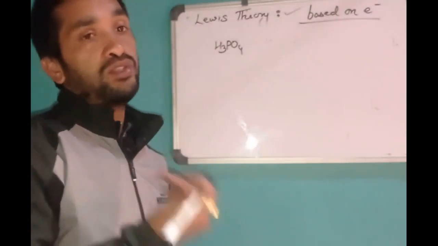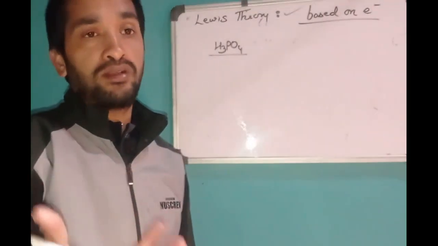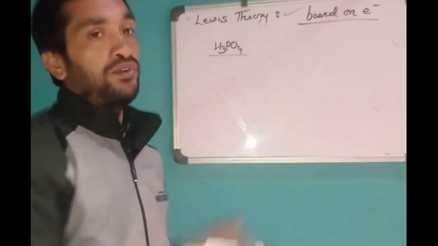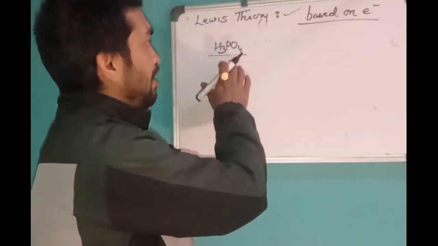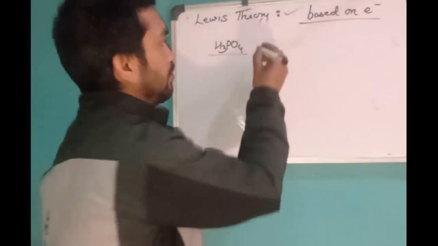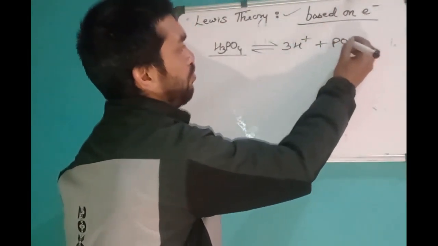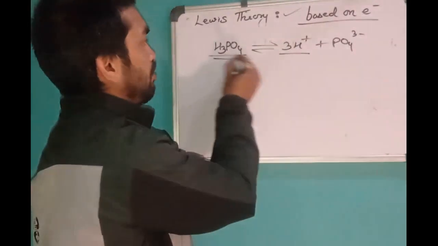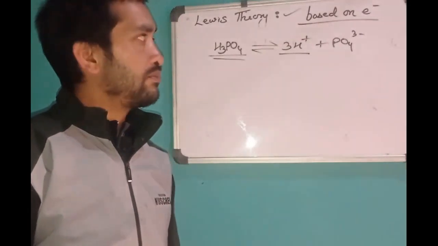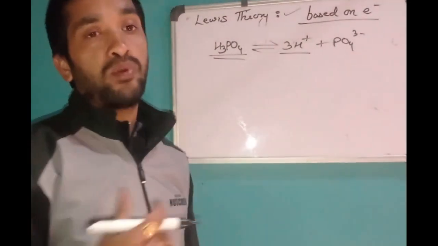Always we cannot say that Lewis theory is an easy theory, so we will go for Lewis theory. If you go for Lewis theory here, you will get confused. Better than going for Lewis theory, I can apply here Arrhenius theory. So I will break it like this: 3H plus and PO4 3 negative. So easily by Arrhenius theory, I got to know that H3PO4 is an acid. Okay, that is why all the three theories are very, very important.